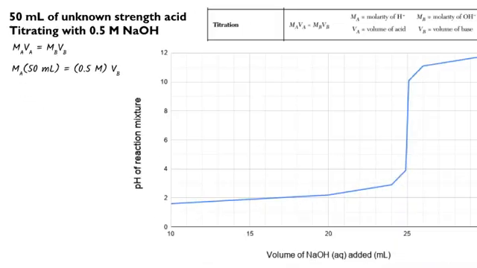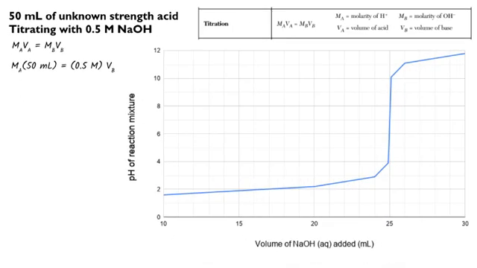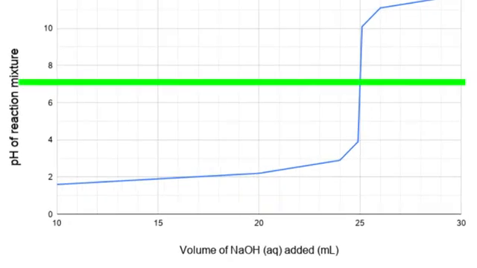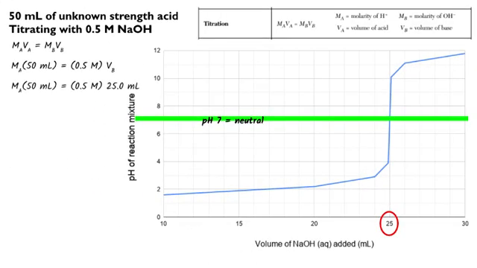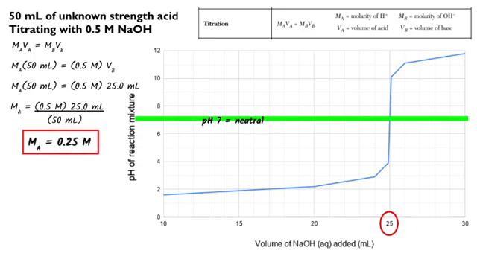This is where titration curves come in. I can determine how much base I needed to use by studying my curve. I can find my equivalence point, the point where the pH was 7. That's the moment that the reaction was completely neutralized. And if I trace that down to the x-axis, which is showing what volume of NaOH had been added at that time, I get 25 milliliters. So my volume of base that I would want to use would be 25 milliliters. Solving for Ma, I get 0.5 times 25 divided by 50. So the molarity of my acid must have been 0.25 molar.